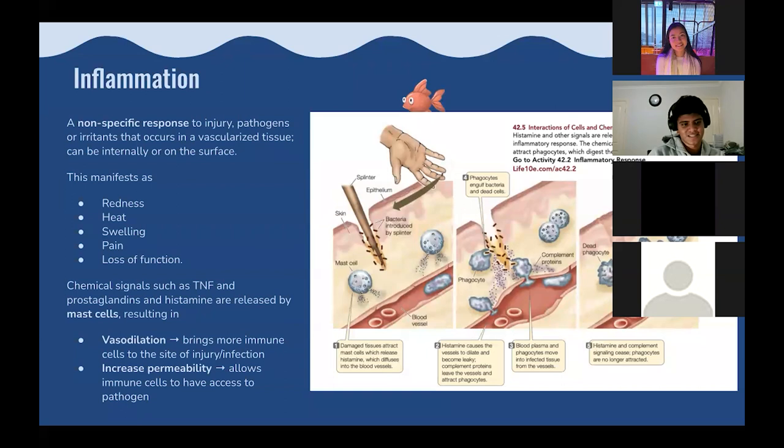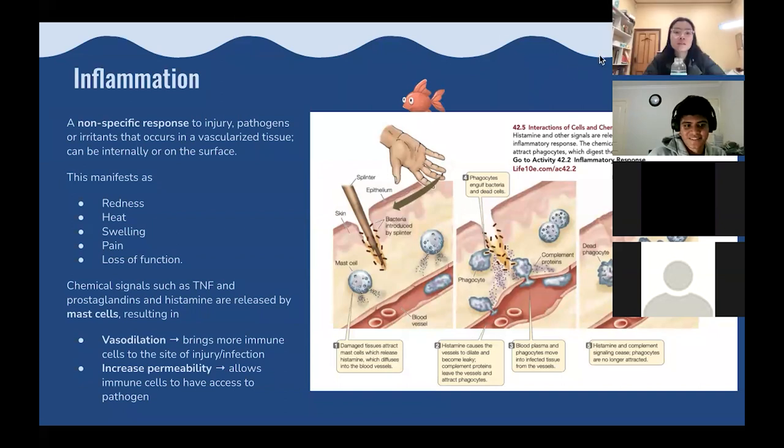Now, this is a little bit detailed, but basically chemical signals, so cytokines, which are signaling molecules, such as tumor necrosis factor and prostaglandins, and histamine are released by mast cells. So mast cells secreting histamine. I feel like if you did biology, you would know that. If you didn't, then yes, now you know that.